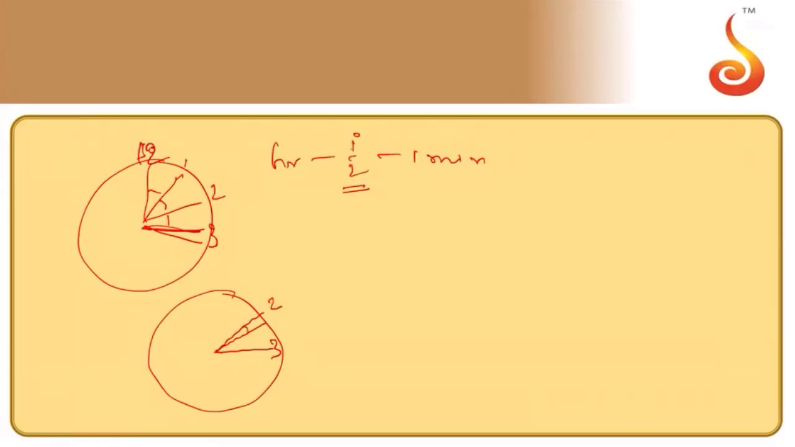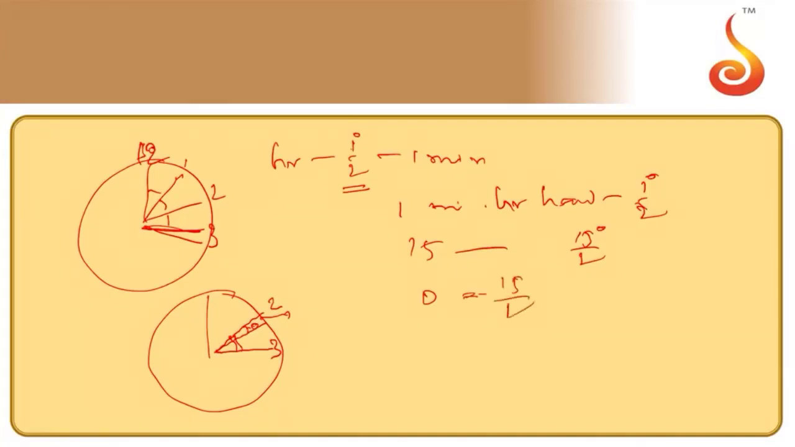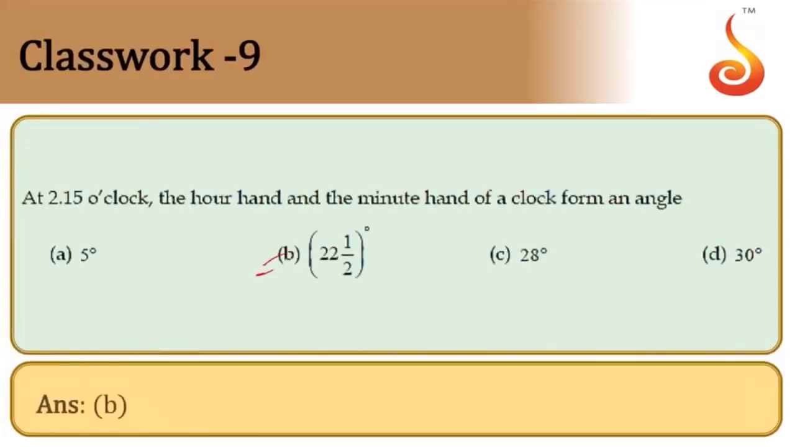So the required angle is 30 degrees minus this fraction of angle. We know that in 1 minute the hour hand moves half a degree, whereas in 15 minutes it moves 15 by 2 degrees. So that fraction of angle is 15 by 2 degrees. Overall, the angle between the two hands is 30 degrees minus 15 by 2 degrees, that gives 45 degrees by 2, that is 22 and a half degrees. So the answer is B.